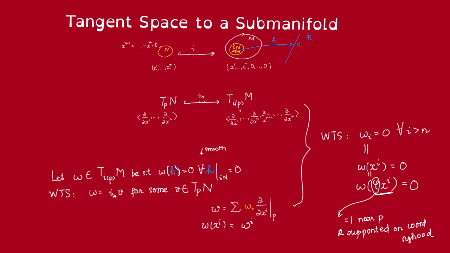So we can see that the tangent vectors of M coming from N are exactly those that vanish on all the functions vanishing on N. So that concludes our three descriptions of the tangent space of a submanifold. Next, we're going to look at some concrete examples.